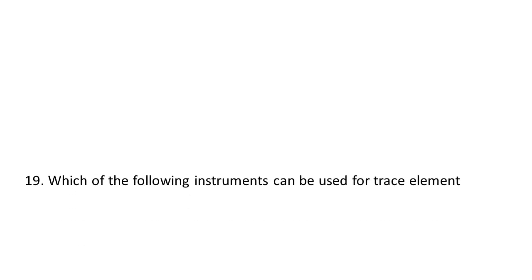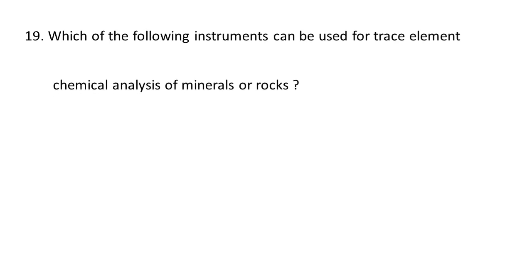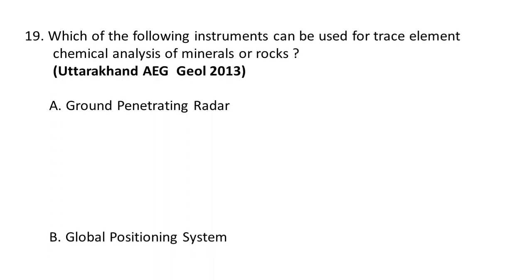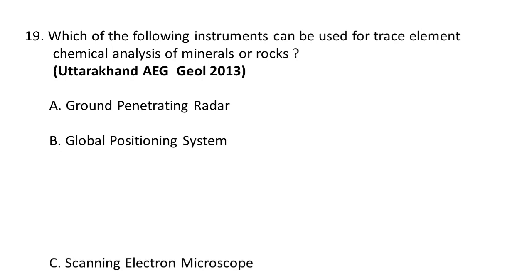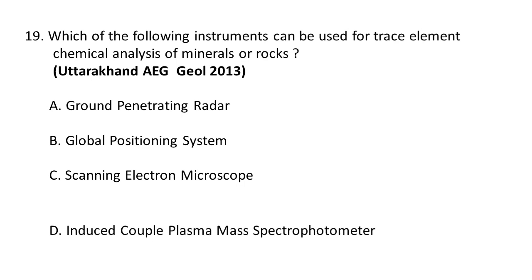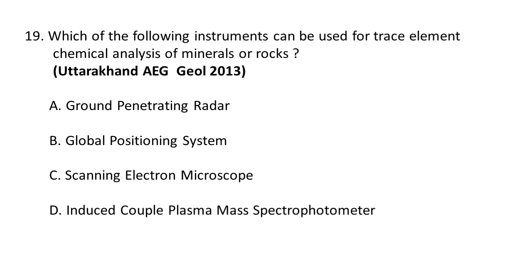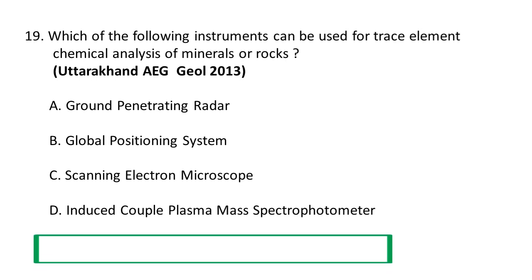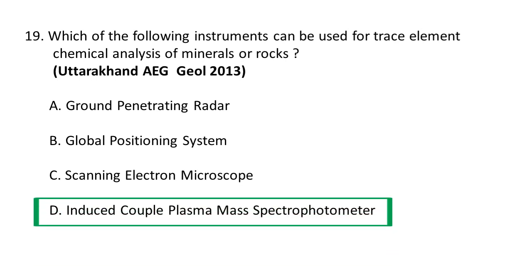Next question. Which of the following instruments can be used for trace element chemical analysis of minerals or rocks? The choices are A. Ground penetrating radar GPR, B. GPS or global positioning system, C. Scanning electron microscope, and D. Inductively coupled plasma mass spectrometer. So the correct option is D. This is also known as ICP-MS. It is a technique used to measure trace elements in samples and is particularly useful for analyzing biological fluids, geologic samples, and other types of samples.